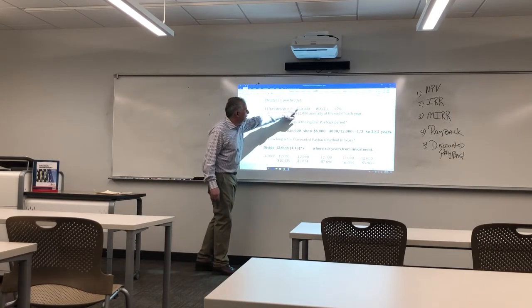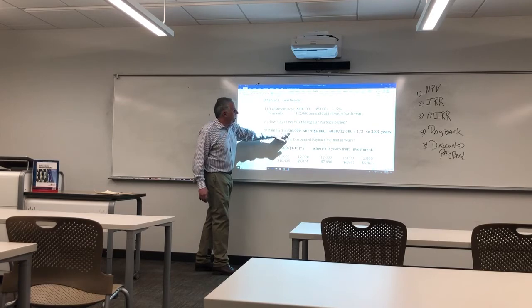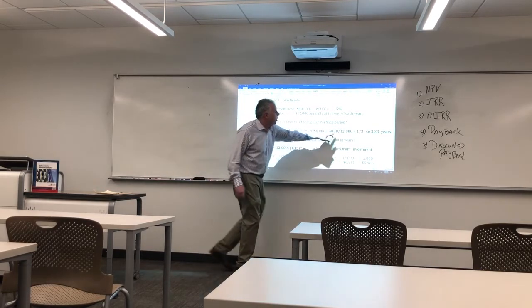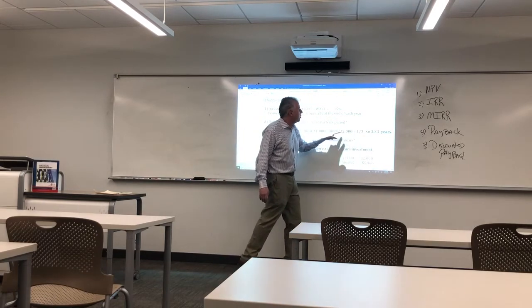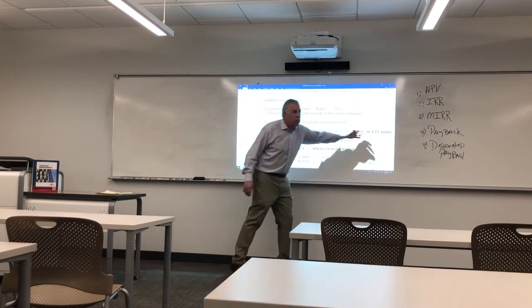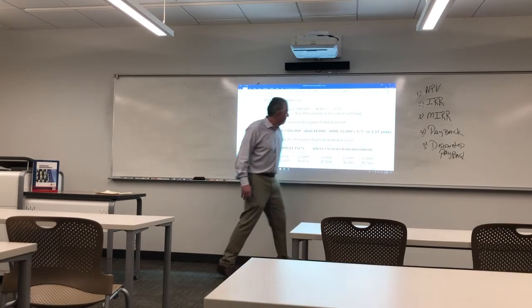Simply take a look at the investment. First 3 years, we've earned 36 grand back. We're short 4 grand. 4 grand over 12 grand is a third, so we need a third of the money we get back in the 4th year. 3 1/3 years is your payback period answer.